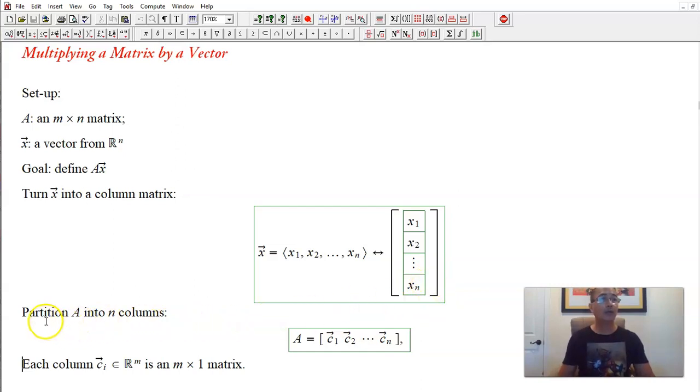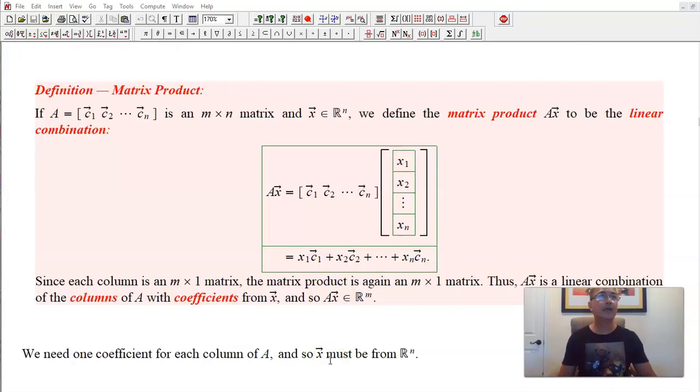What about A? We are going to partition A into n columns. So we're going to write that as A equals column 1, column 2, up to column n, where each column C sub i is an m by 1 matrix. With that set up, we are ready to define our matrix product. Again, A is made of columns 1 through n, an m by n matrix, and x is from R^n. We are going to define A times x.